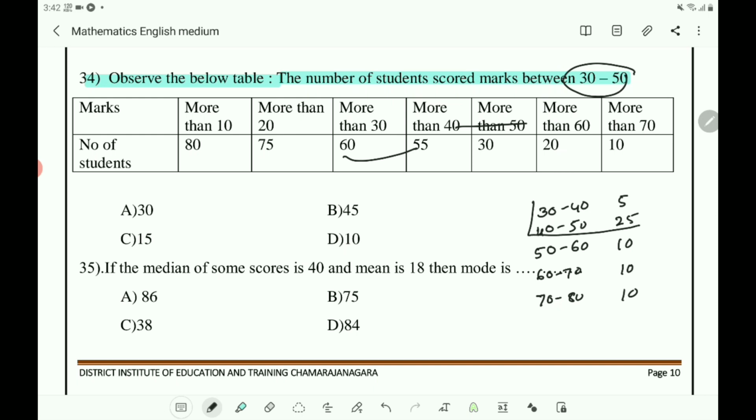30 to 50 means this range you have to take. That is 5 plus 25, which is 30. So option A is the answer. And here you observe that it is a more than type.